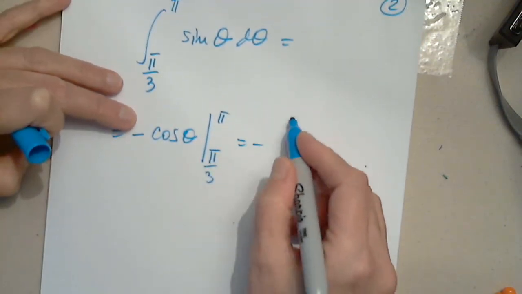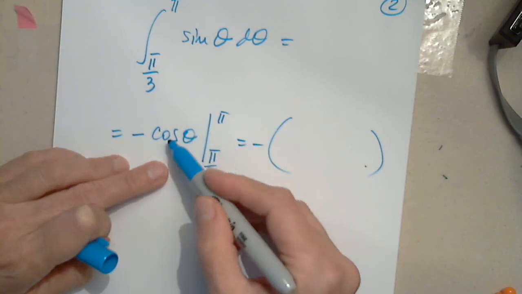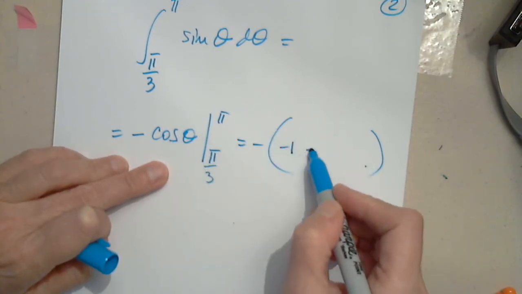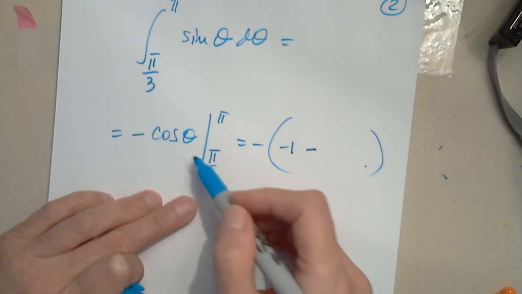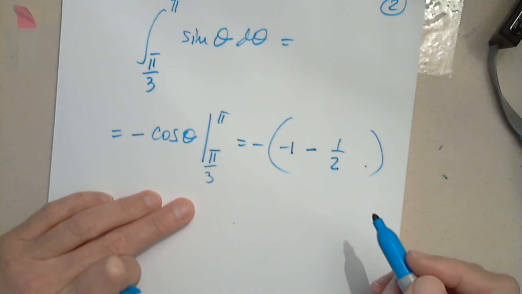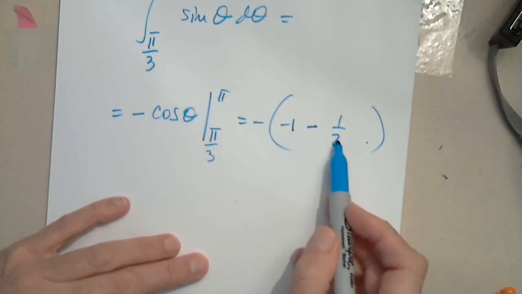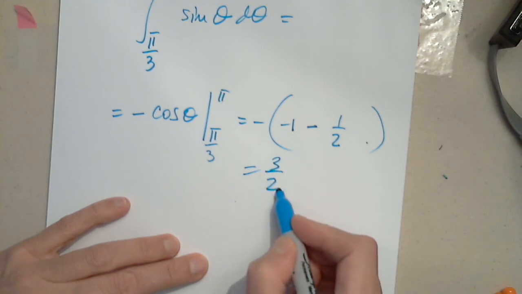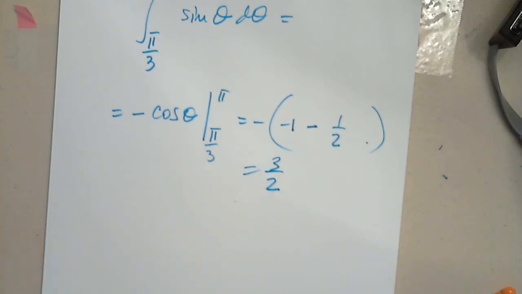Leave the negative 1 outside, don't bother with it. Plug in pi. Well, cosine pi, if you remember, is negative 1. Minus, when I plug in pi over 3, cosine pi over 3 is 1/2. 1 plus 1/2 is 3/2. They're all positive now. Thank you very much. Is this okay?